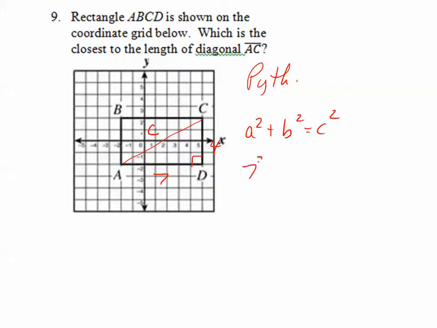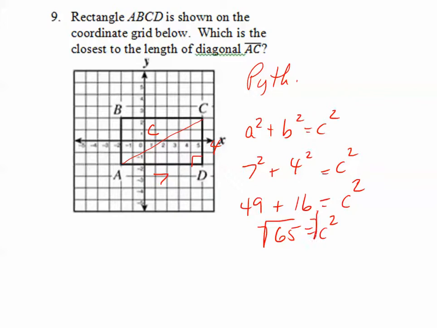So I get 7 squared plus 4 squared equals c squared. 7 squared is 49. 4 squared is 16. 49 plus 16 is 65 equals c squared. Now I take the square root of both sides and I get c equals 8.06.